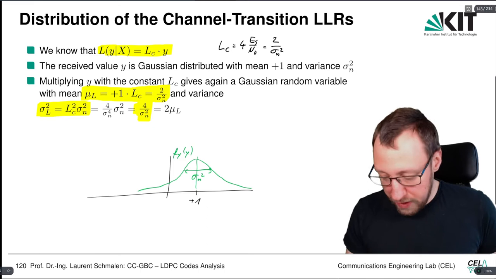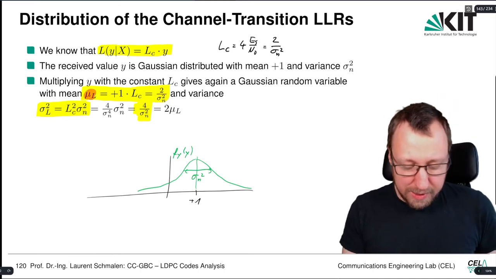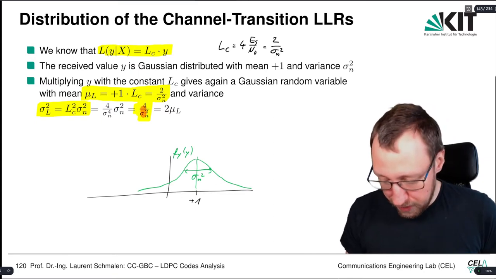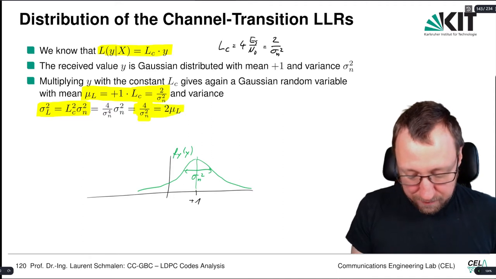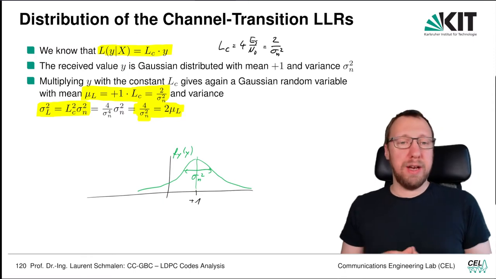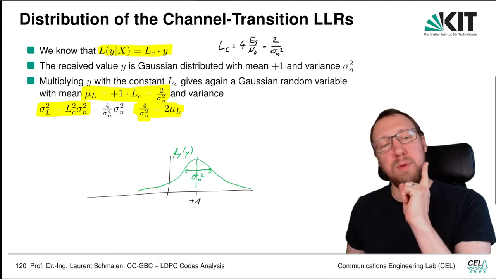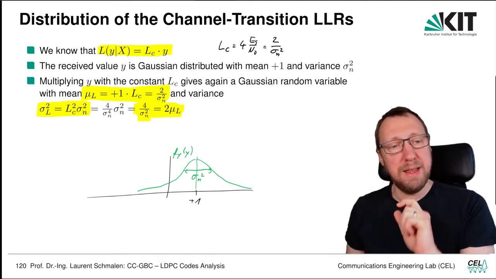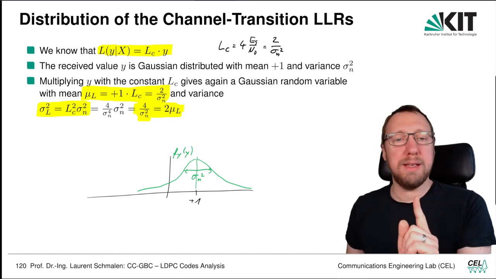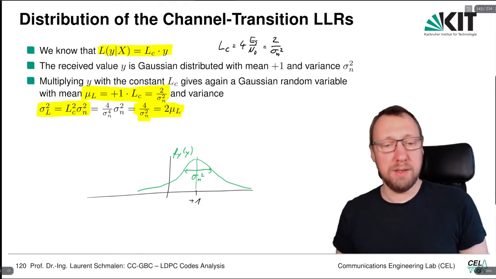And we can relate these two. So mu L is equal to 1 half times sigma L squared, or sigma L squared is equal to 2 times the mean. So this is what we call a symmetric Gaussian, because it just depends on one parameter, the mean mu L. It has a mean that is equal to 2 over sigma N squared, and the variance that is equal to 4 over sigma N squared. So it just depends on one parameter. This is very nice.